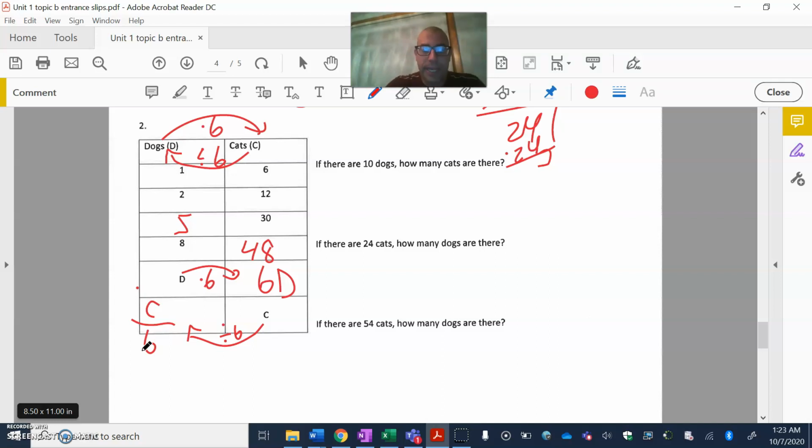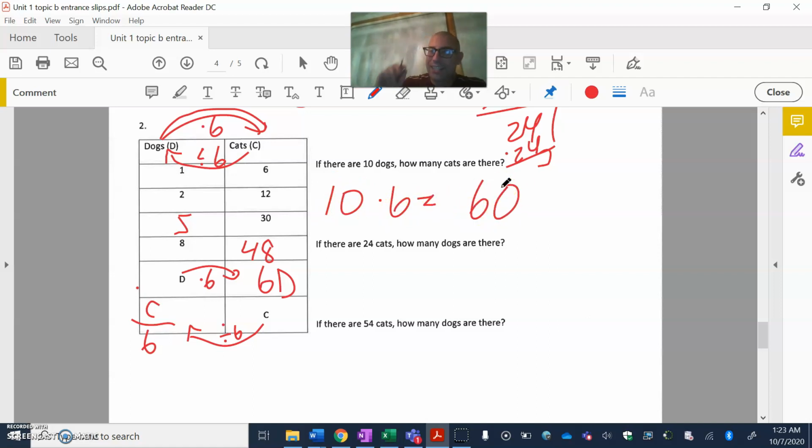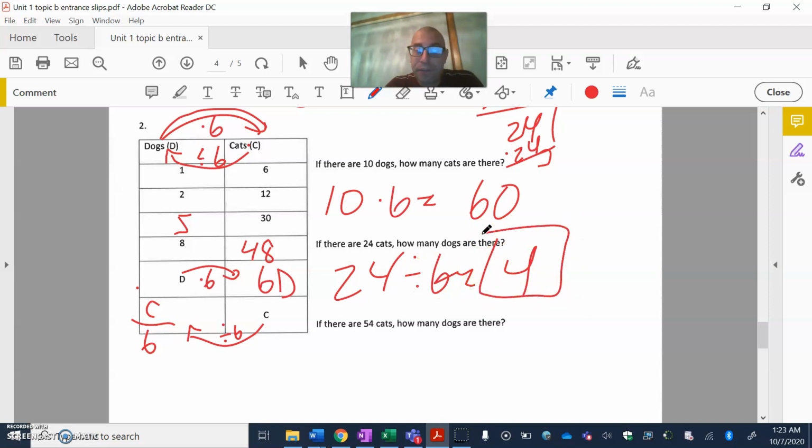Okay, so 10 dogs, how many cats? So what are we doing to get from the dog side to the cat side? Well, yeah, we are multiplying by 6. So we should say 60. All right, 24 cats. How many dogs are there? So again, from the cat side to the dog side, each time we were dividing by 6. So 24 divided by 6, say hello to 4. And then 54 cats, how many dogs? Again, we're starting on the cat side, and to get to the dog side, we know we need to divide by 6. So 54 divided by 6 ends up with 9.